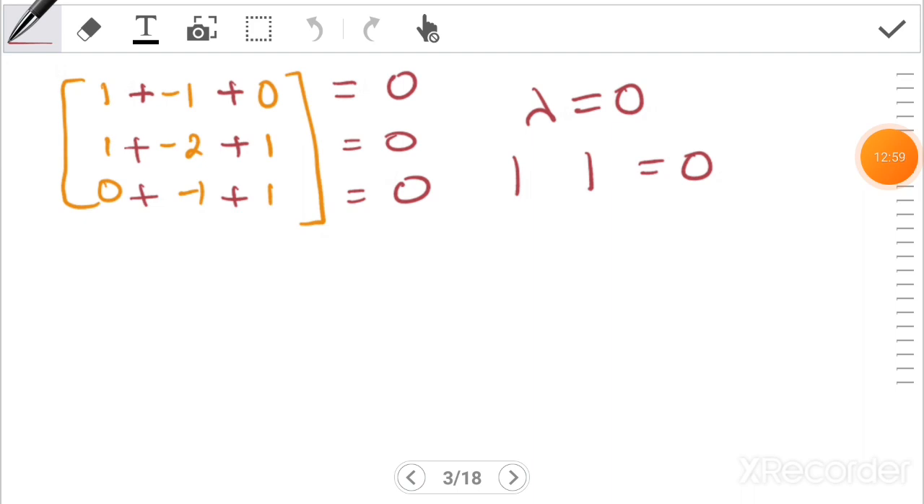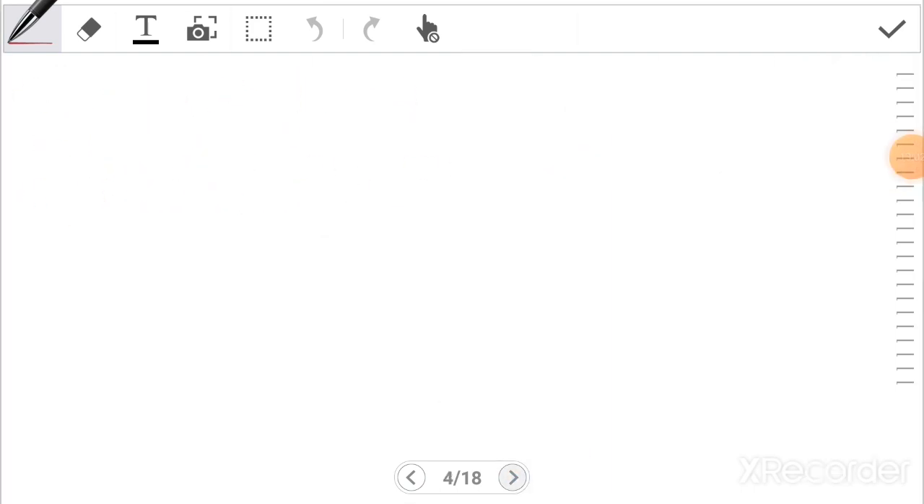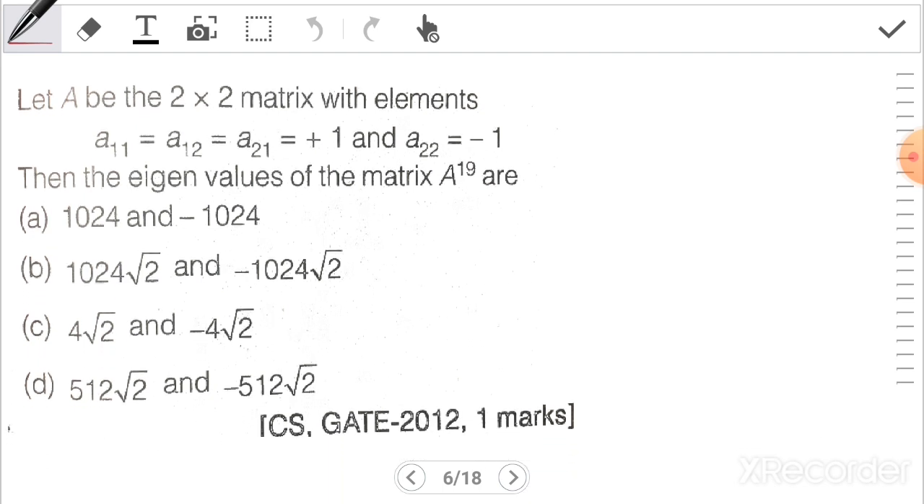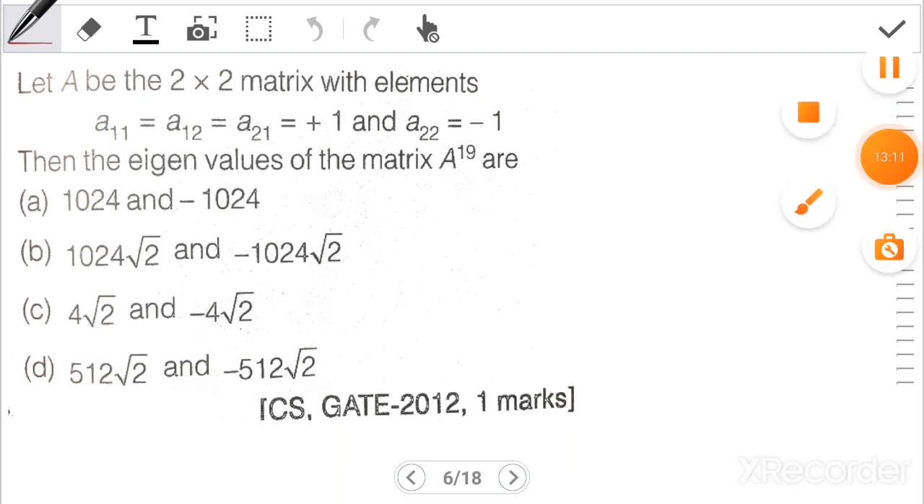So let us go to the next question. Let A be the 2 cross 2 matrix with elements given. Then the eigenvalues of the matrix A raised to the power 19 are... So let us find the eigenvalues of this 2 cross 2 matrix from the characteristic polynomial.